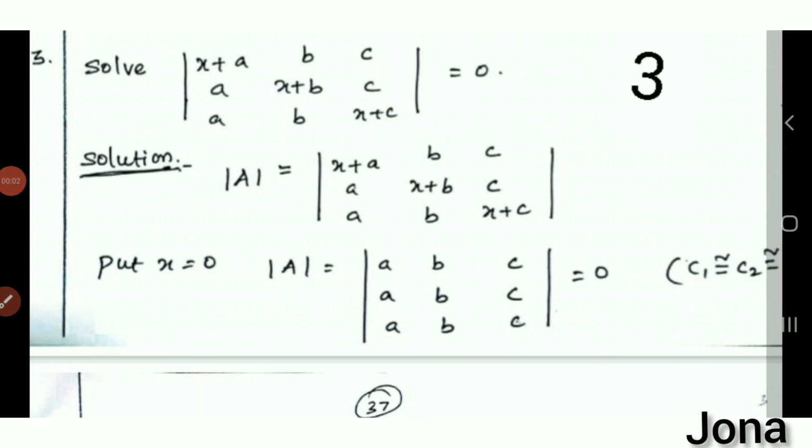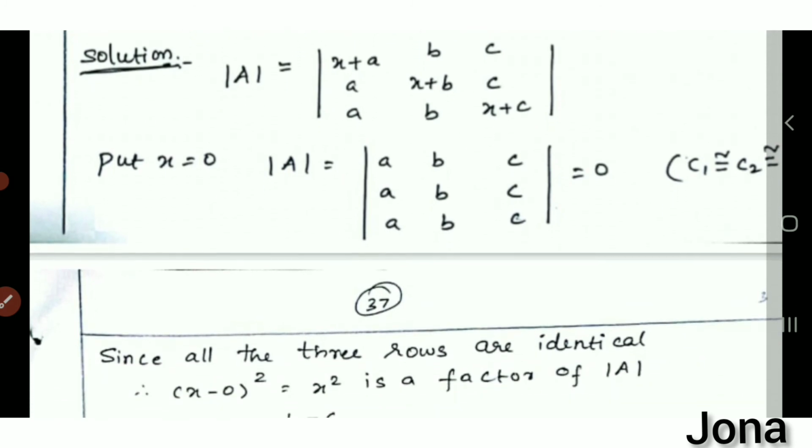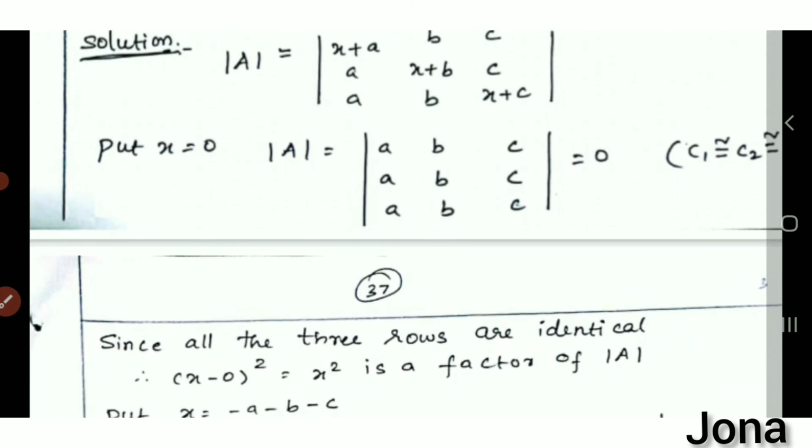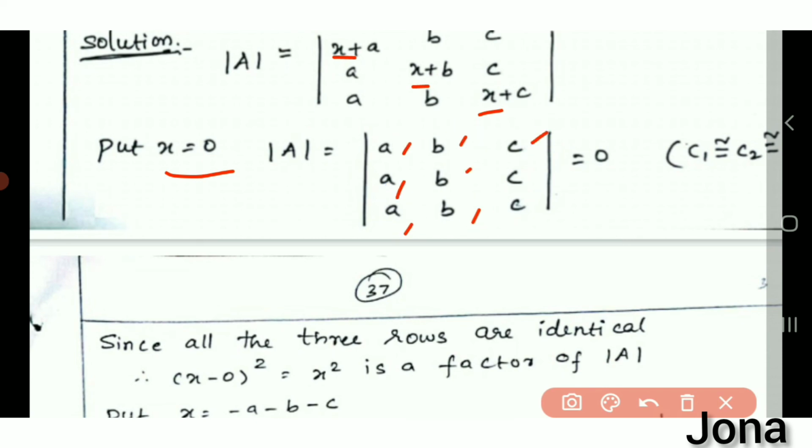Third problem. Solve the determinant |x+a, b, c; a, x+b, c; a, b, x+c| equal to 0. Here we want to prove the value is 0. Take determinant Δ equal to the given problem. Here I want to substitute x equal to 0. If you substitute x equal to 0, here, here and here it will be 0, so that we have a, and then here b and c.